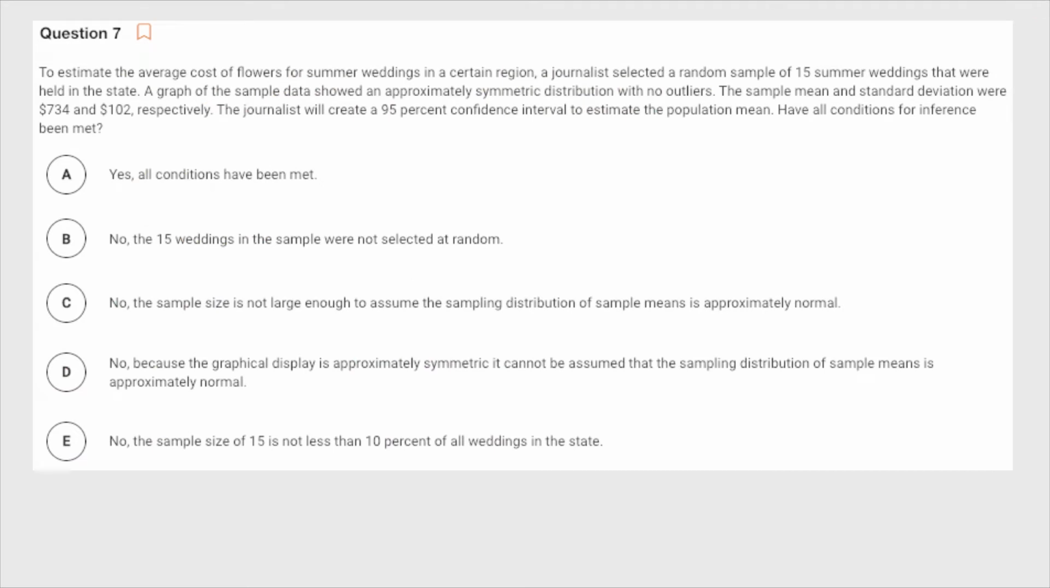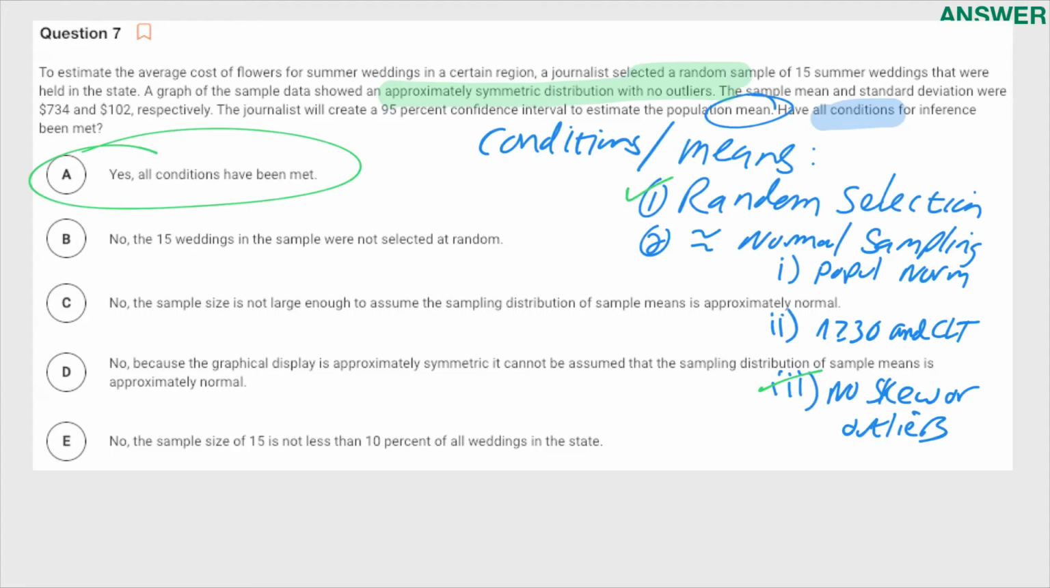Question 7, to estimate the average cost of flowers, and there's a lot of information, and your job is to figure out whether or not the conditions for inference have been met. Since this question is dealing with inference about a mean, you should know that there are two conditions. First, random selection from the population, and second, we'd like to have a normal sampling distribution. That can be satisfied one of three ways.